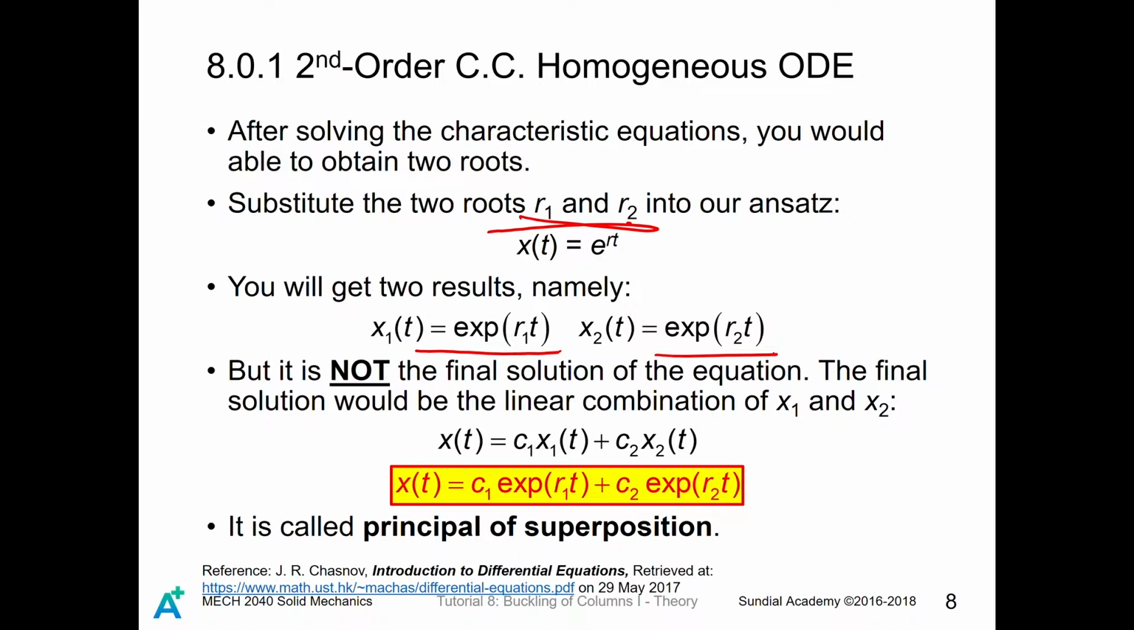By using the principle of superposition, we can have x(t) equals something like this. That is, any linear combination of x1 and x2 can be the solution of the differential equation. So what we need to do is to solve for C1 and C2 in order to get the exact solution for this differential equation.